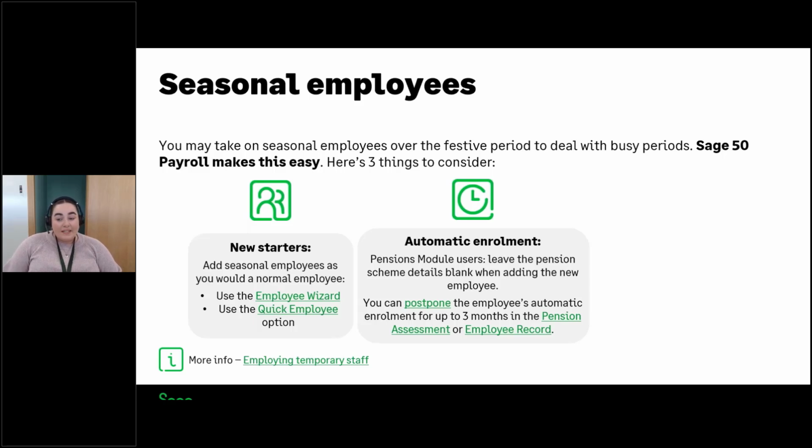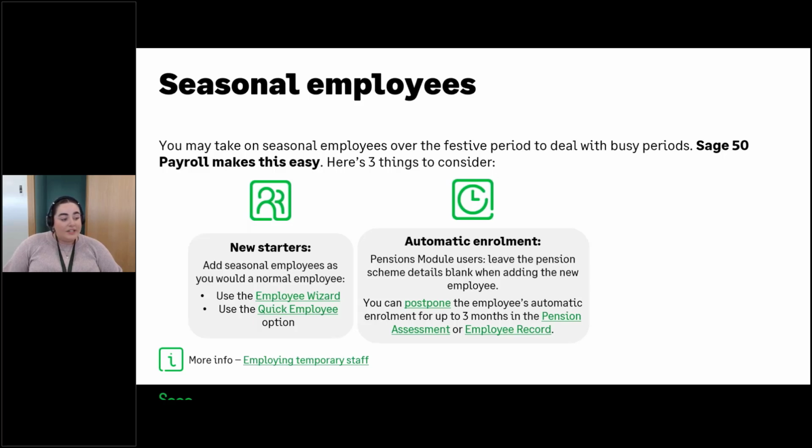But in both cases, after the postponement ends and that date comes around, if the employee remains eligible for automatic enrolment and they're also still working for you, they would at that point then need to be enrolled into your pension scheme. So that's the second thing to consider there with seasonal workers.